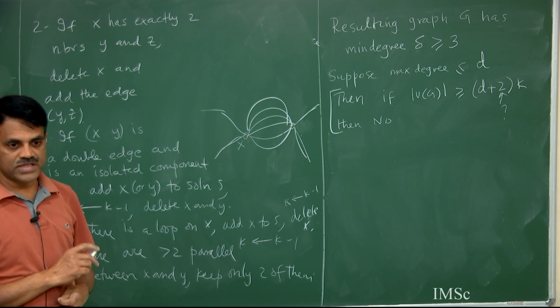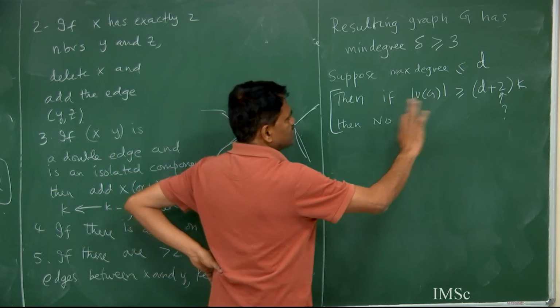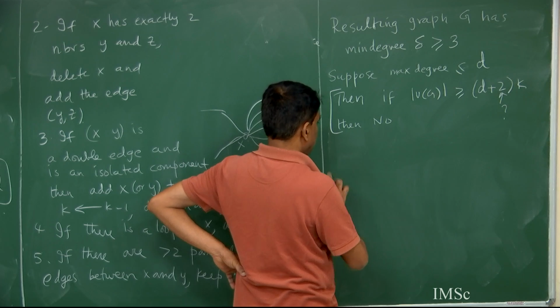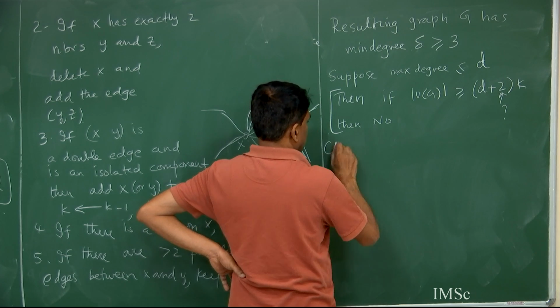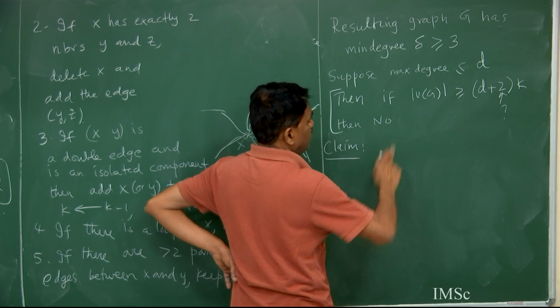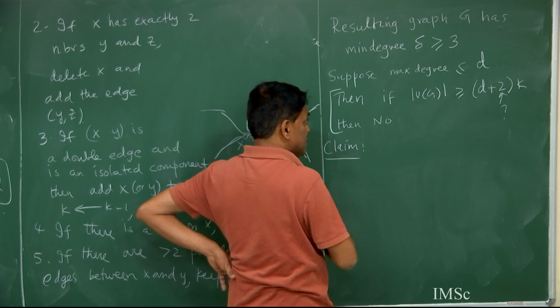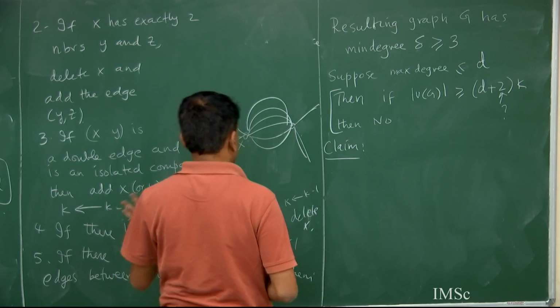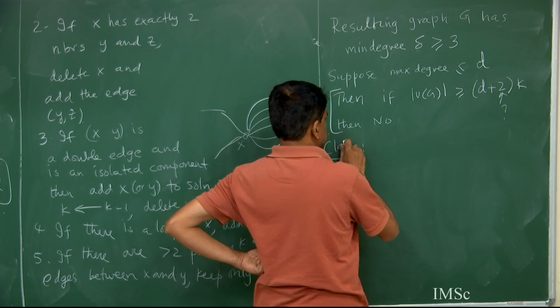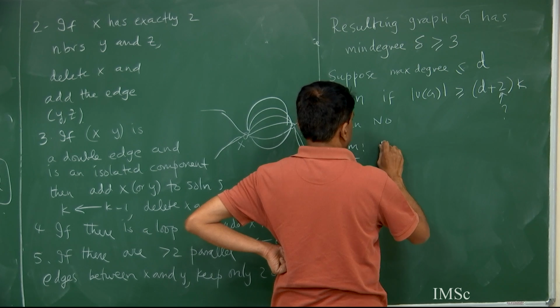So why is this? Let's try and prove this. I don't know what this constant is, what this function is. The proof will tell you. Claim: G has minimum degree delta greater than or equal to 3, maximum degree at most d, and you apply these rules. Okay, so this is the claim.